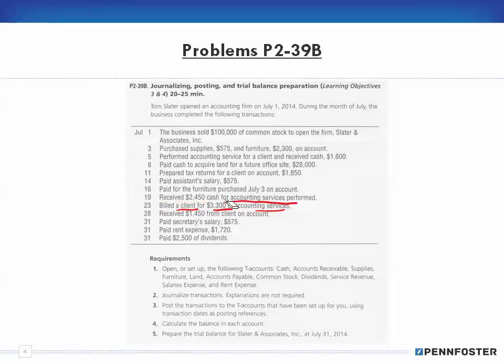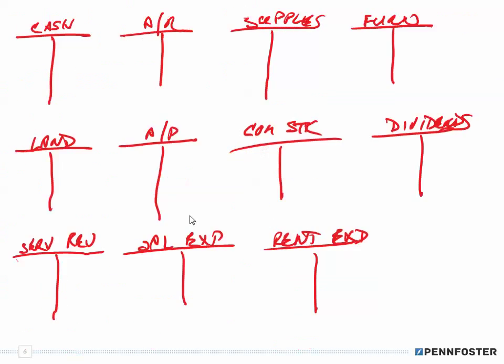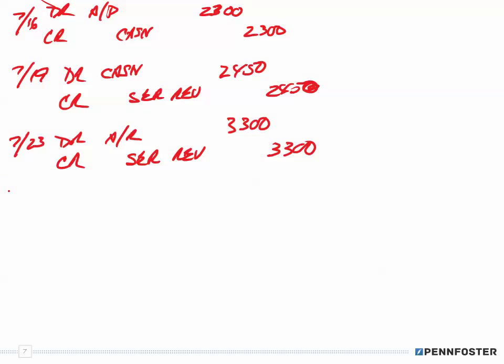Okay, it says for the 28th, received $1,450 from client on account. So am I affecting cash? Yes, because I'm receiving cash. So 7/28, I'm receiving cash. My cash is increasing, so I debit my cash for the $1,450. And what is it for? Well, it's a payment from a customer on account. They're paying on their accounts receivable. So $1,450.